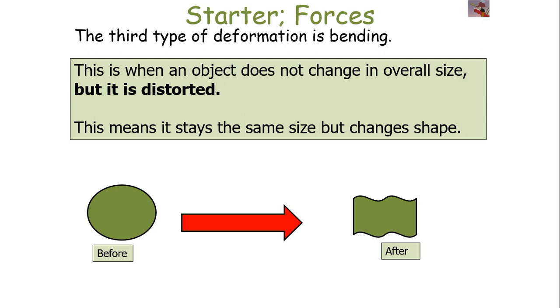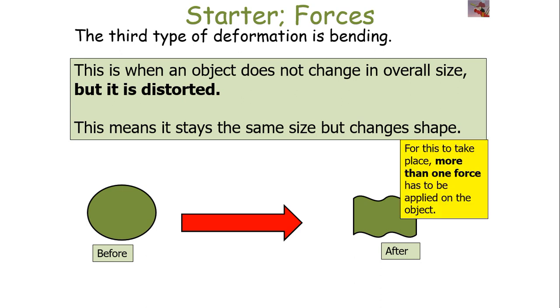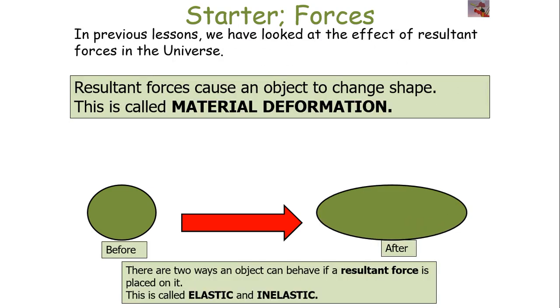Now, the third type of deformation is called bending. That's when an object doesn't change in size overall, but it becomes distorted. So it stays the same size, but does change shape due to that resultant force being applied to it. Once again, please remember that for this to take place, more than one force has to be applied on the object. We have just talked about the ways in which a resultant force can cause material deformation.